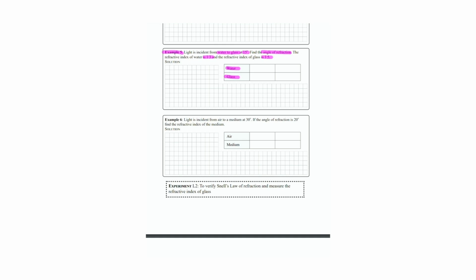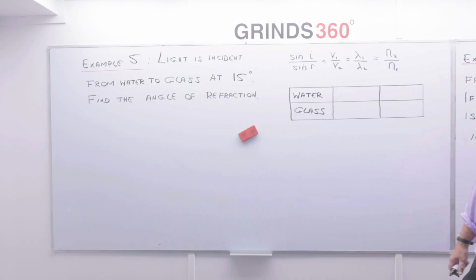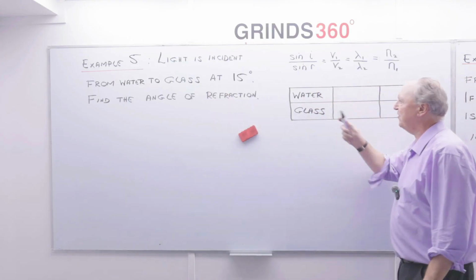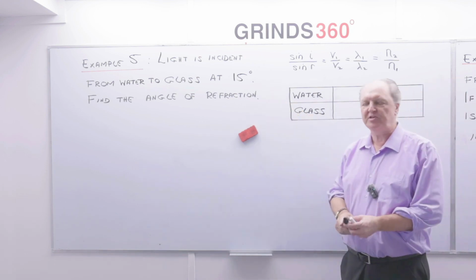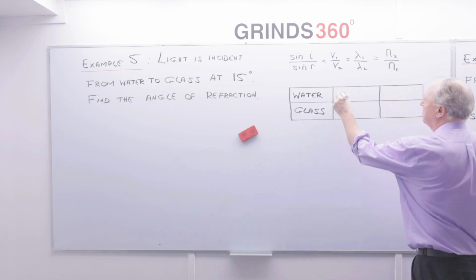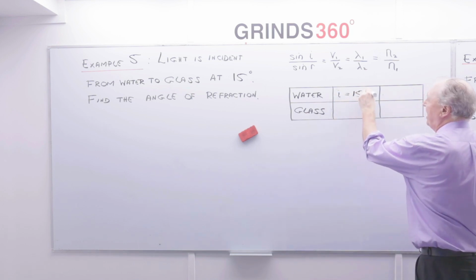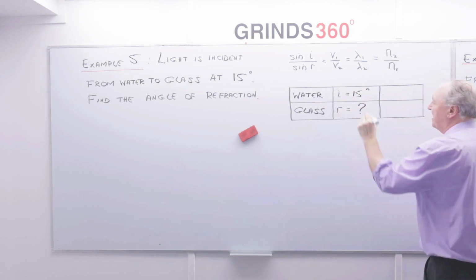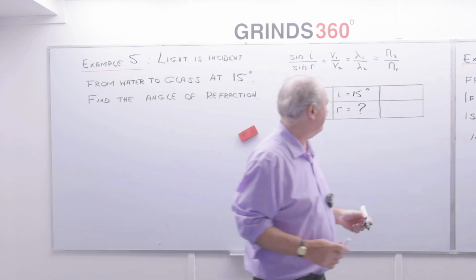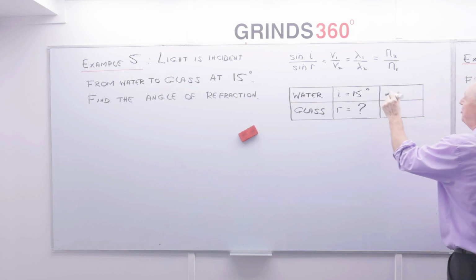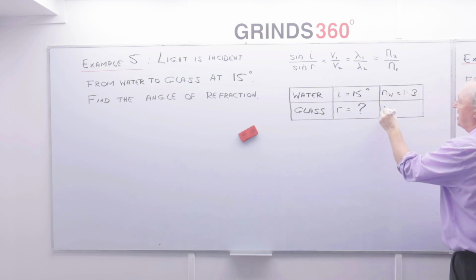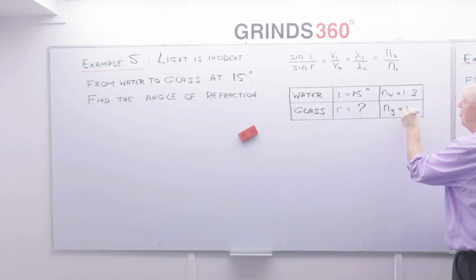Right, so let's have a look at this question in detail. So it's going from water to glass. So water first, followed by glass. The angle of incidence is in the water, and that is 15 degrees. They're asking me to find the angle of refraction in the glass. The information they've given me is the refractive index of water, NW, is 1.3, and the refractive index of glass, NG, is 1.5.